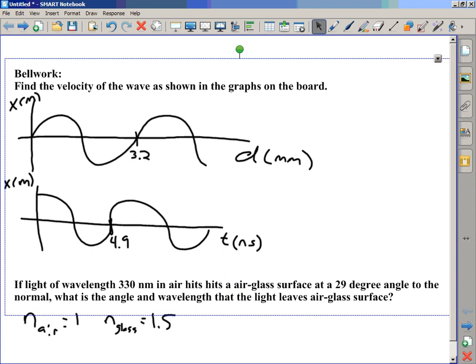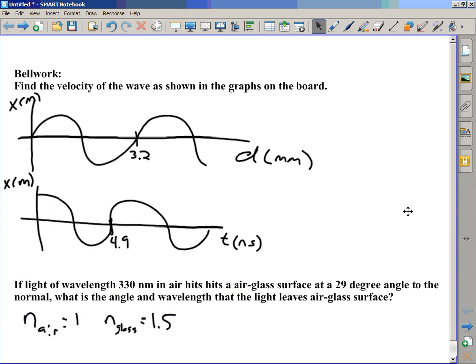And I'm asked to find the velocity of the wave. What is the wavelength here? What's the wavelength? The top graph. 0.0032 meters. Yeah, make sure to convert back to base units.